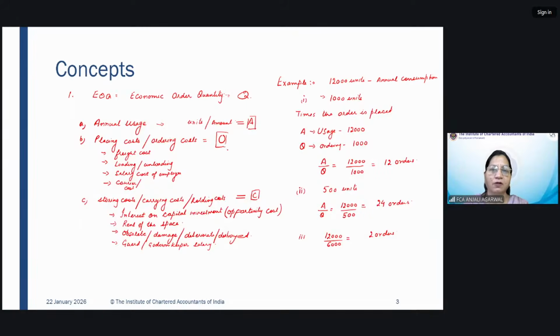Every time you place an order, you have to incur a certain cost, let's say X rupees. So where will the placing cost be maximum? When you're placing 2 orders, 12 orders, or 24 orders? This cost is incurred every time you place an order. So the cost will be maximum when you order 500 units, when you order 24 times, and the cost will be least when you order 6,000 units or when you give only 2 orders.